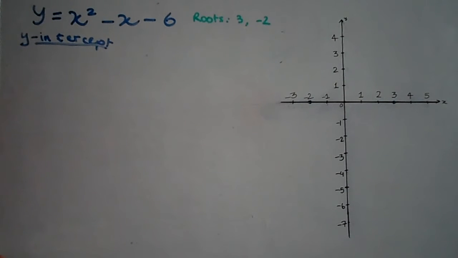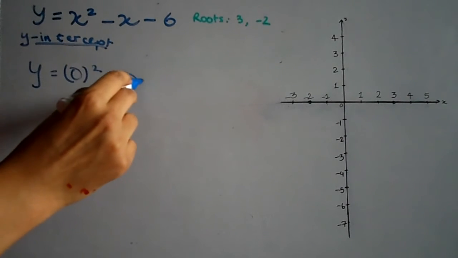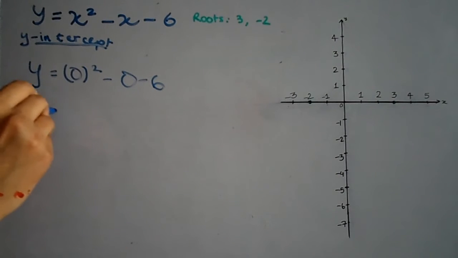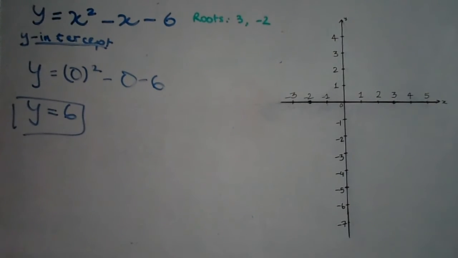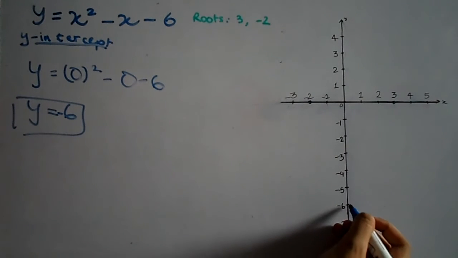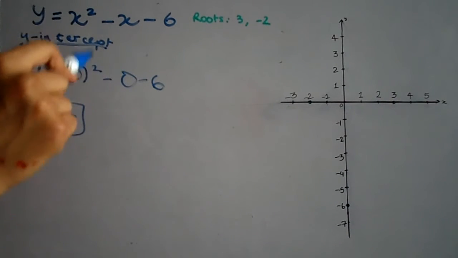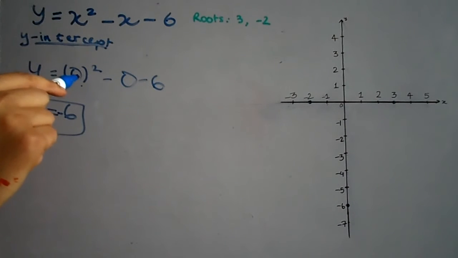So to find the y-intercept, we know that x has to equal 0. So y is equal to 0 squared minus 0 minus 6. So y is equal to -6, my bad. So we can again mark it on our little graph over here. So it'll be here. Perfect.